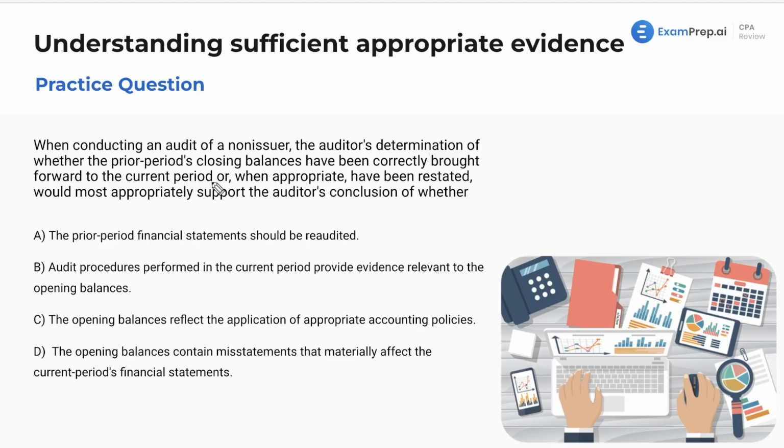All right. So, I felt like that was a word salad. Definitely a lot going on. Again, when conducting an audit of a non-issuer, okay, so we're auditing, right? Determining whether the prior period's closing balances, so it's period one, we're auditing period two. So we're doing an audit of year two. When determining if the end balances of year one, so the 12/31 balances of year one, have been correctly brought to the 1/1 balances of year two, when appropriate, right, would most appropriately support the conclusion of whether what.